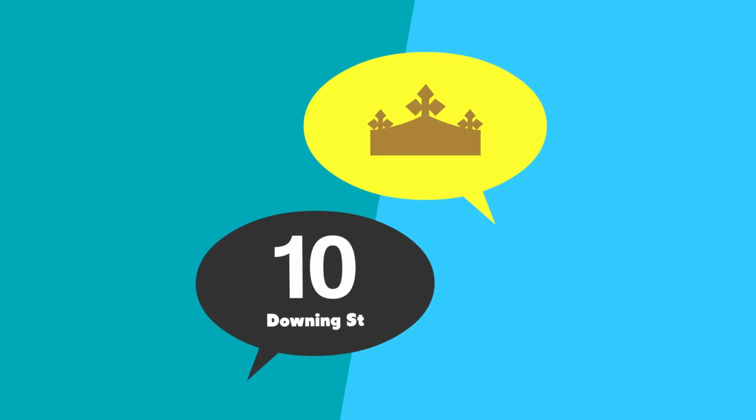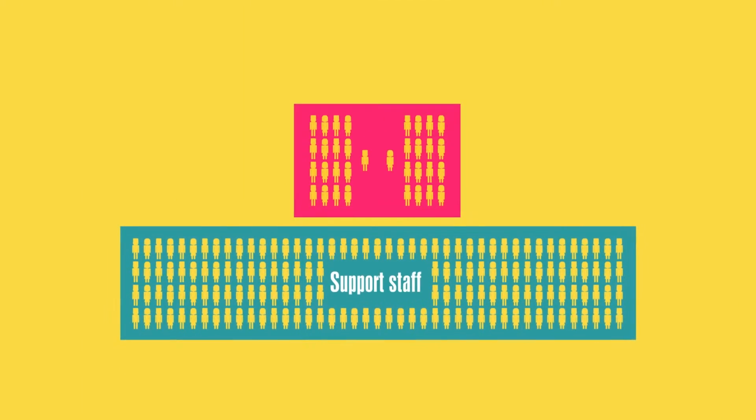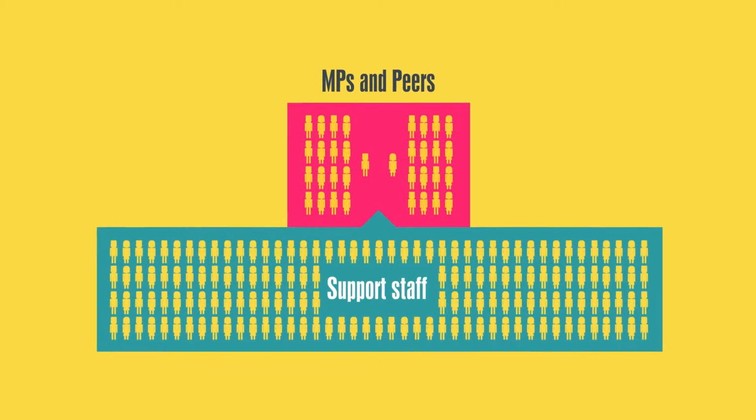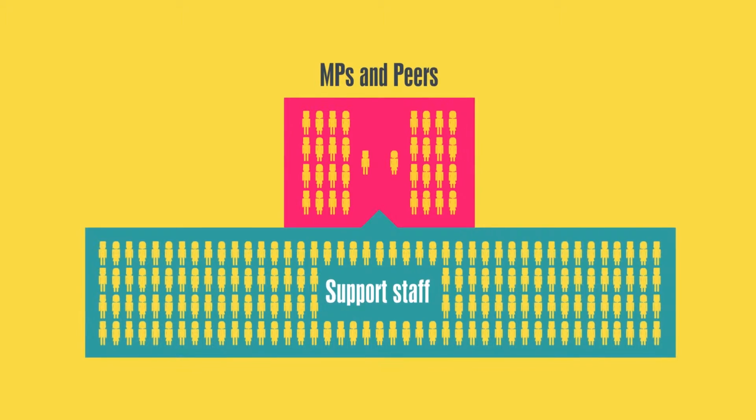The Monarch's role is mainly ceremonial. They meet the Prime Minister once a week to hear what's going on in Parliament and formally agree every new law. But that's not all. There are also people working behind the scenes who support the work of Parliament: clerks, librarians, researchers and many more.